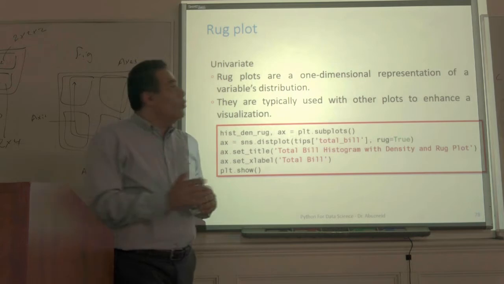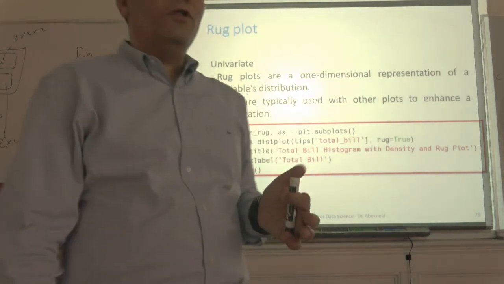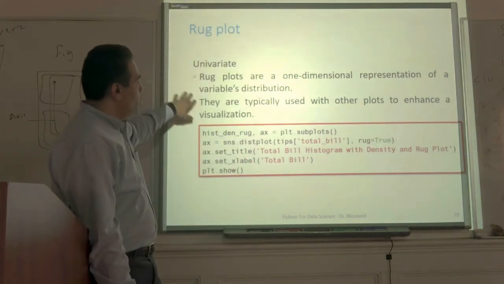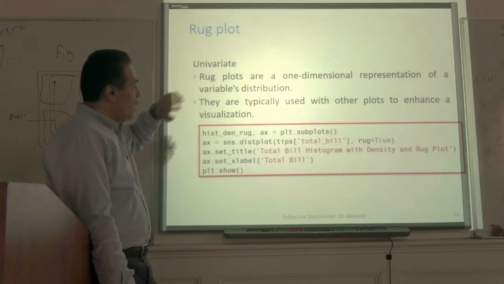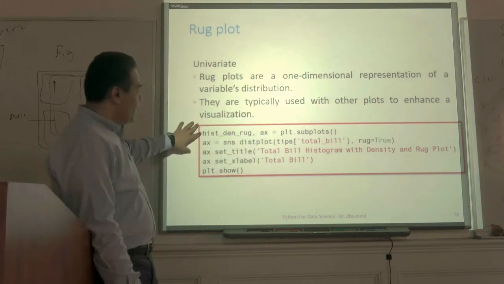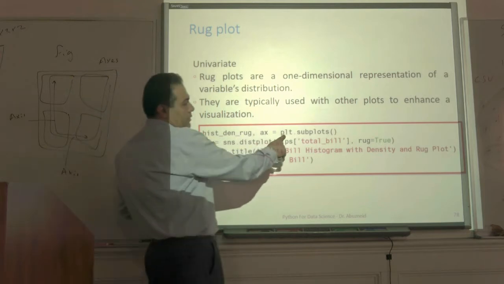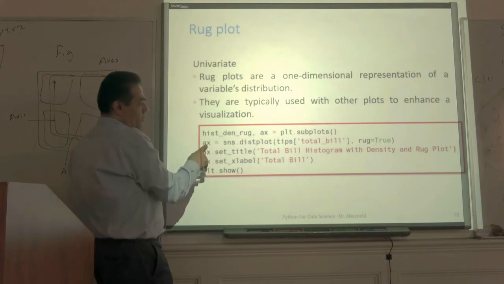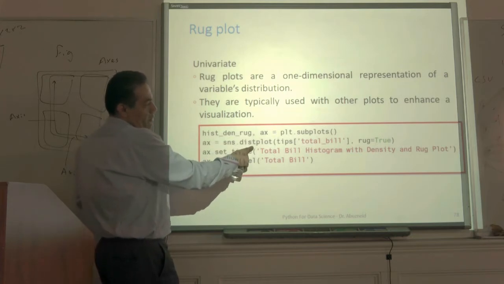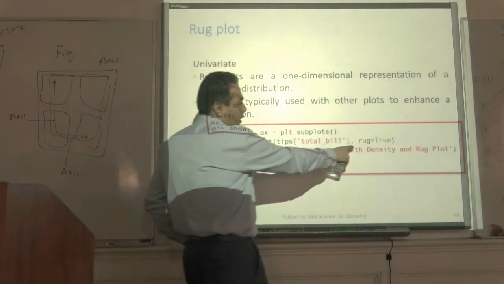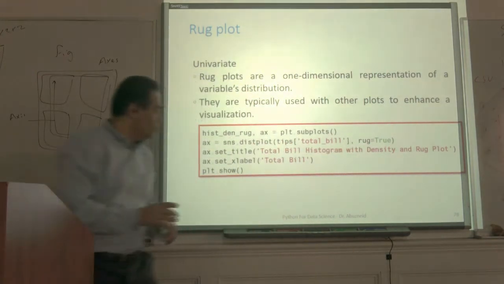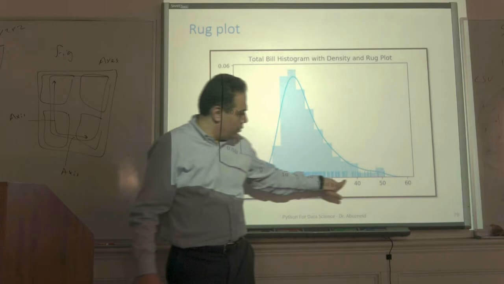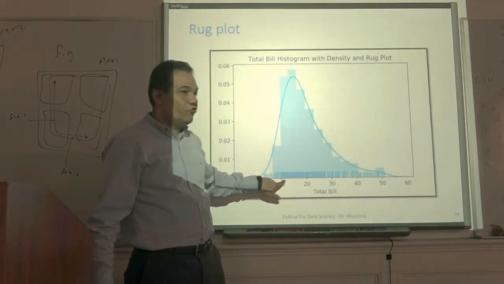Then it will also give you a rug plot. I'm not sure how useful the rug plot is, but let's presume it's useful. Rug plots are a one-dimensional representation of the variable distribution. They are typically used alongside other plots. So for example, in here, the same thing: plt.subplots gives you the axis and the subplot. Then sns.distplot on tips, and you say rug equals true. When you say rug equals true, now you have the rug in here showing the distribution. That we call the rug plot.